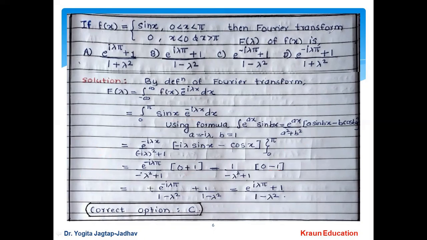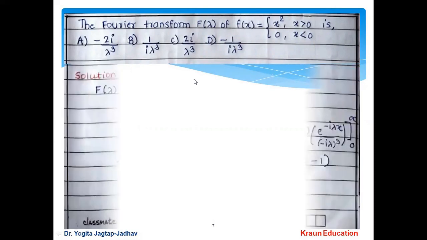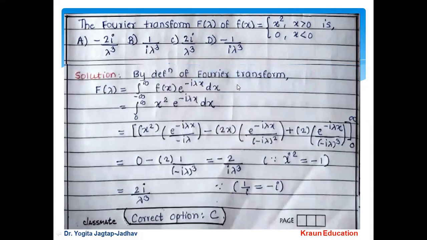Similarly, we can see the next example. The next example is to find the Fourier transform F of lambda of f of x, which is given by x square for x positive, and 0 for x negative. These options are provided. Now again, by using the definition of the Fourier transform in the interval 0 to infinity, f of x is x square. Therefore, here we have F of lambda equal to the integration from 0 to infinity of x square e raised to minus i lambda x dx.